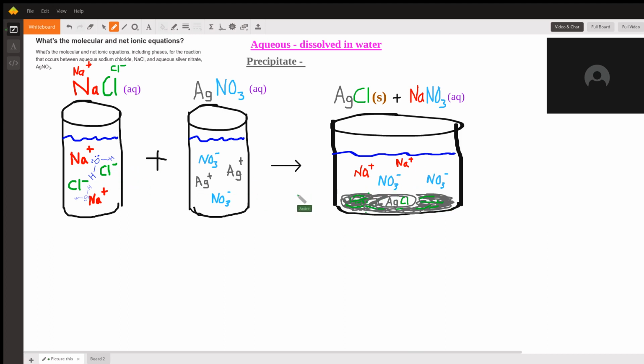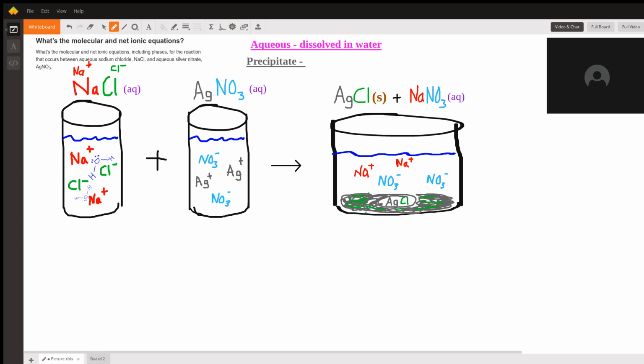The reason being is their bond, the silver and the chloride's bond, is stronger and will not, well, I should take it back, not necessarily stronger, but it will not be interrupted by the water molecules. The sodium nitrate, however, remains in its ionic components. So the NaCl plus the AgNO3 yields the silver chloride and the sodium nitrate. That is the chemical reaction.